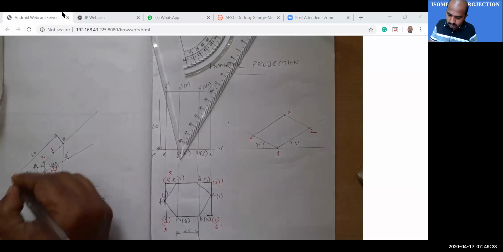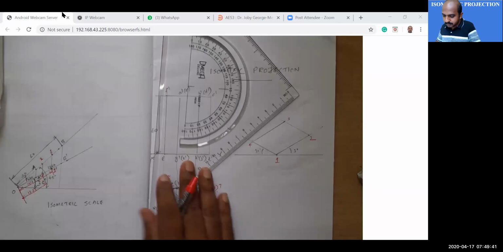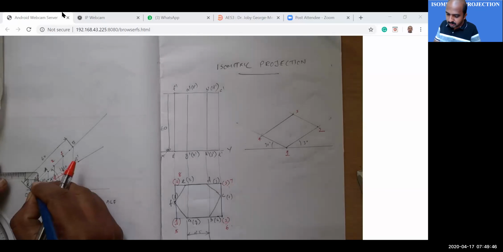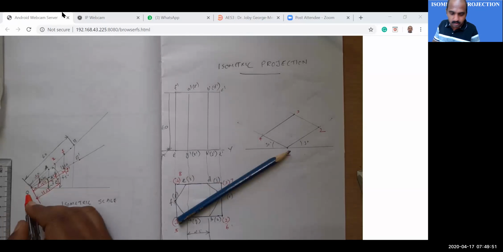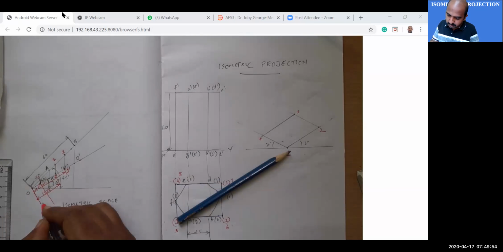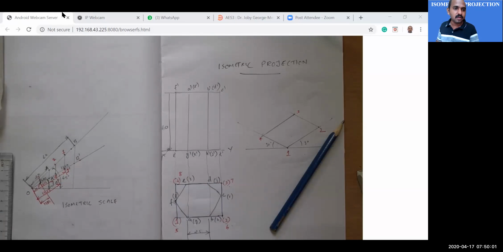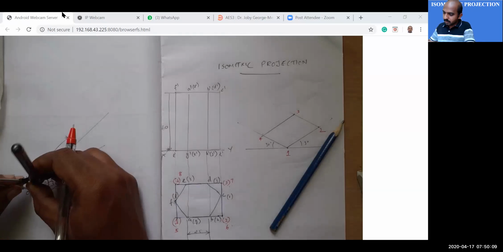So this is your isometric scale. Let it be 3. Then drop a perpendicular from 3 that will touch the 30-degree line. This is your 3 dash. Then you measure this smaller distance. This distance is equal to the isometric length of 1 to A. So you measure the isometric length from here, then you mark it here.